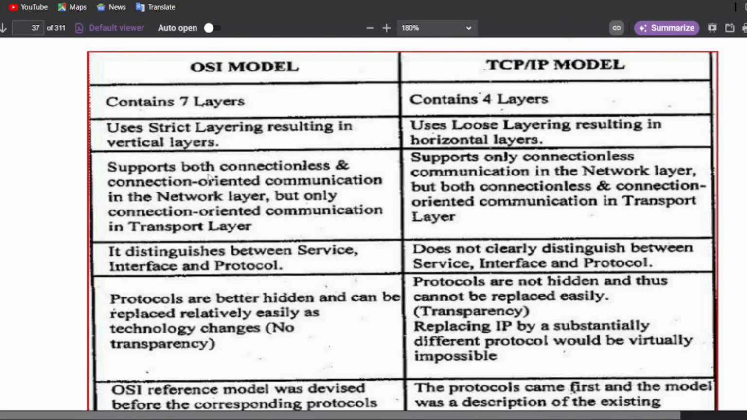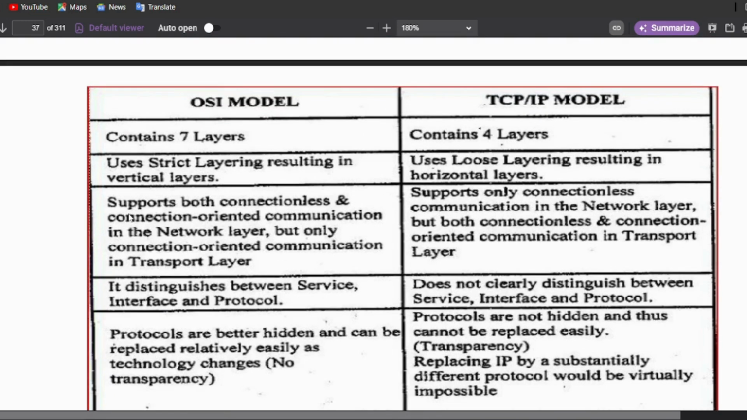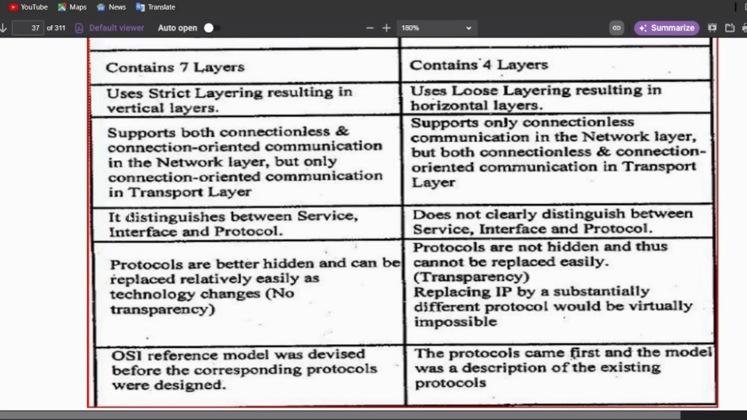In the OSI model, strict layering results in vertical layers, but in TCP/IP we use loose layering, resulting in horizontal layers. OSI supports both connectionless and connection-oriented communication in the network layer, but only connection-oriented communication in the transport layer, whereas TCP/IP supports only connectionless communication in the network layer, but both connectionless and connection-oriented communication in the transport layer are possible.